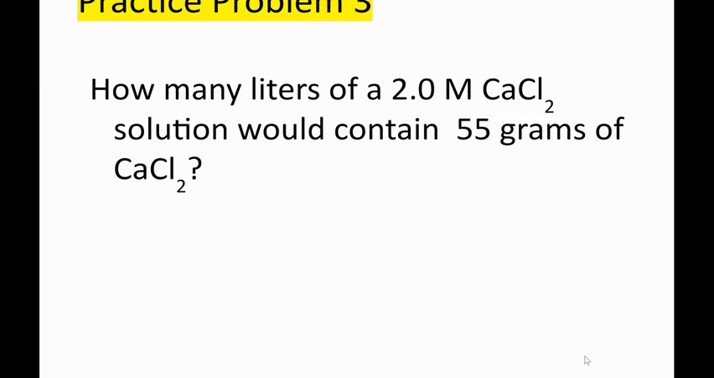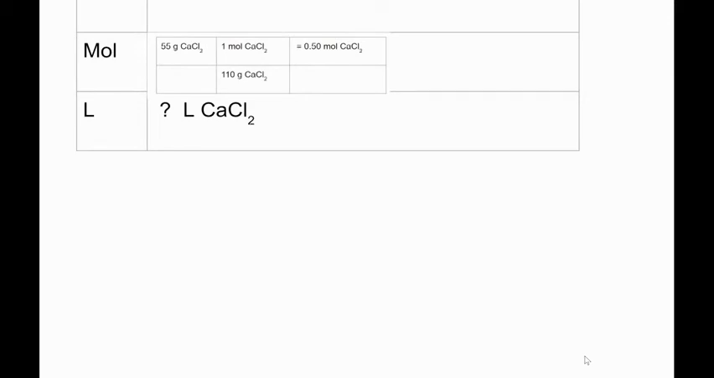We should recognize that liters is our unknown, but that we know the molarity, 2.0, and the number of grams, 55. Since we don't know moles, we're going to have to do a quick molar mass conversion. 55 grams of calcium chloride, molar mass of calcium chloride is 110 grams for 1 mole of that same substance, to determine that we have 0.05 moles of calcium chloride. Now that we've converted our givens to the right units, we can substitute and solve.